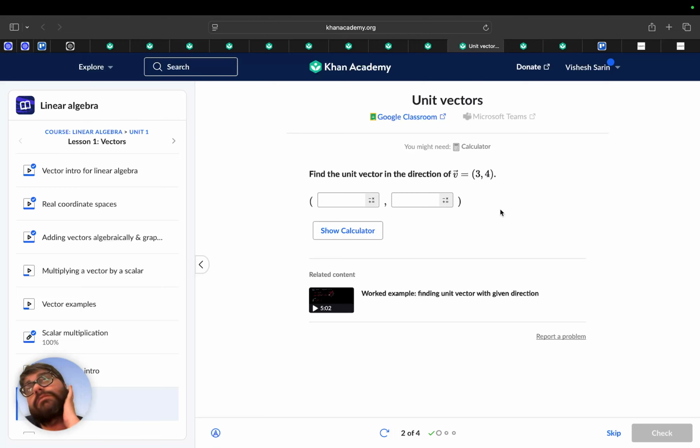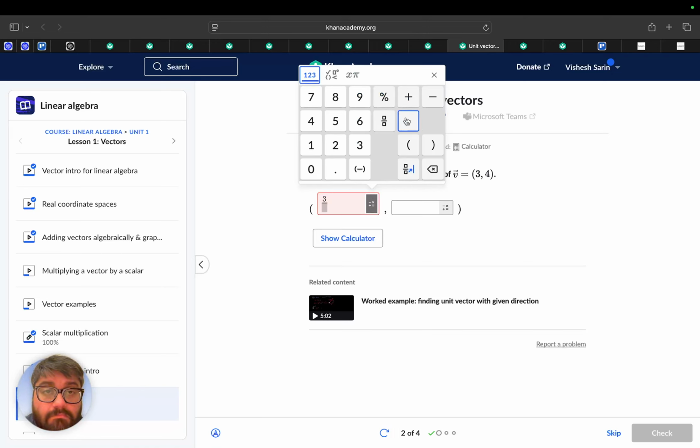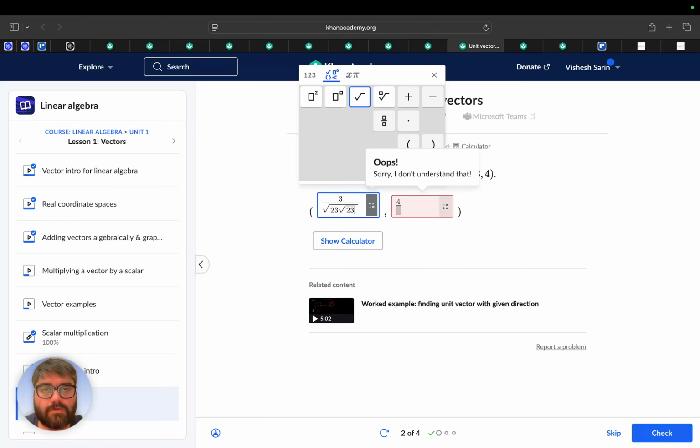So 3 squared 9, 4 squared 16. 16 plus 9, 25. 23. Decompose. No. 23. Oh, yeah.